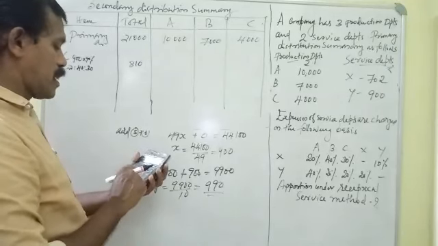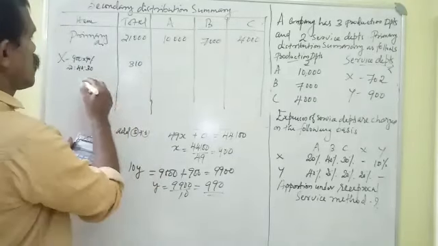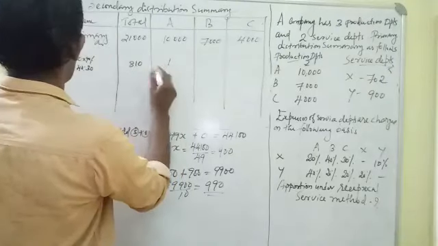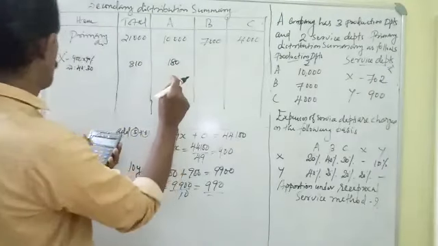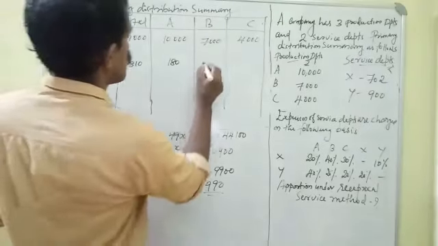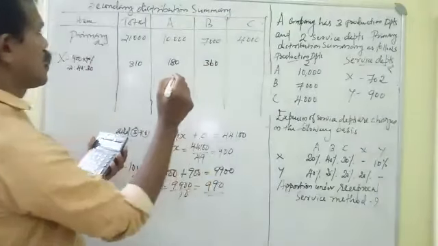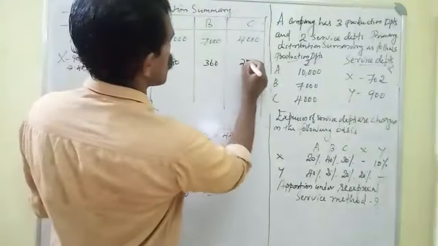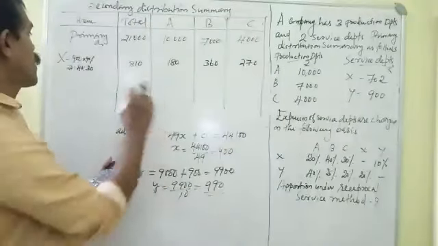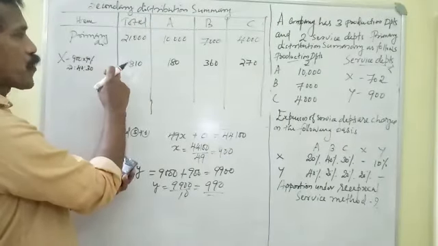810 divided by 9, that is equal to 90. Then 180 to A, then 360 to B, and then 270 to C. In that way we distribute this overhead of total overhead of X.